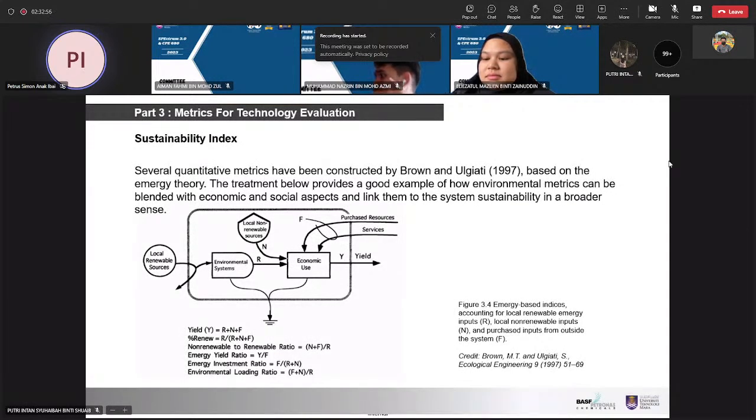In this model, it is assumed that local system sustainability is favored by using renewable energy resources and local energy resources. The resources that are both renewable and local are denoted by R in this diagram. The non-renewable is denoted by N, and the non-local, which is the purchased resource, is denoted as F. Okay, next.